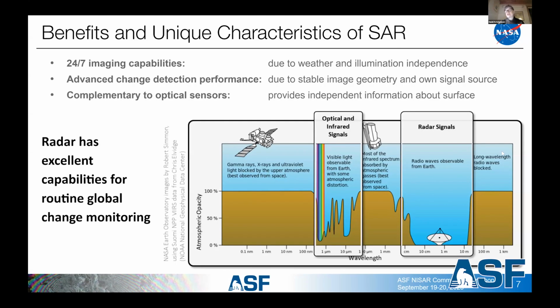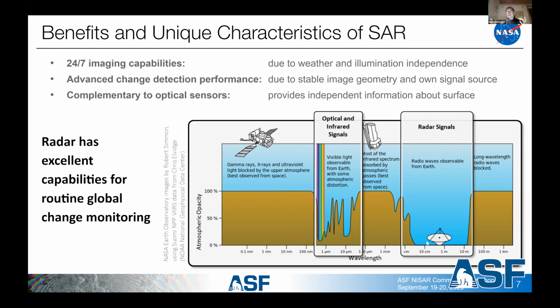SAR makes use of the microwave range of the electromagnetic spectrum. These are wavelengths that range from about 1 centimeter to about 1 meter. And that's much longer than the range that's used for optical imaging, which is generally less than a micrometer.